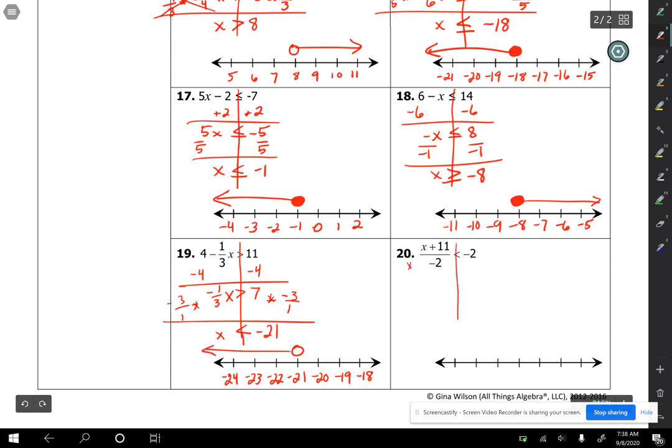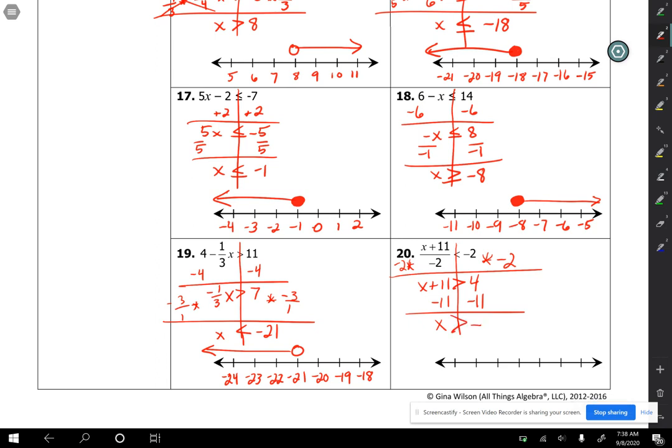Last one. Sorry I'm going so fast. School's about to start. Here I'm multiplying by a -2. Notice that the division by -2 is underneath the x plus 11, so I have to get rid of it first. So I have x plus 11. I multiply by a negative number, so I need to switch that less than to a greater than 4. Last step, I need to subtract 11. x is greater than -7.